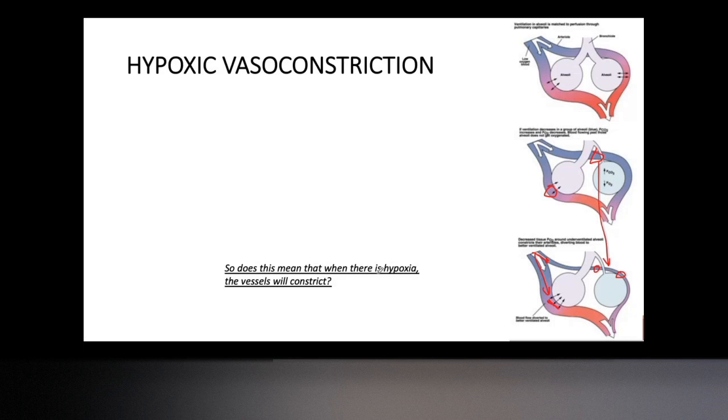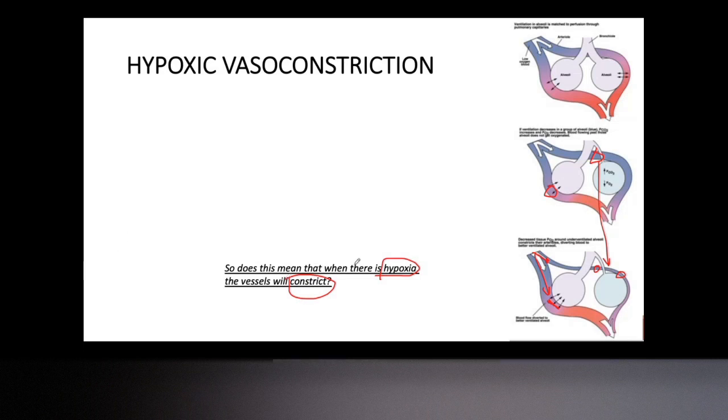My question is, when there is hypoxia, will the vessels always constrict? Can someone answer this question? What happens in the systemic versus the pulmonary circulation? Do you guys know, in systemic circulation, when there is hypoxia in a tissue, what happens? Yes, Aish is right. So they will dilate in the systemic circulation when there is hypoxia.